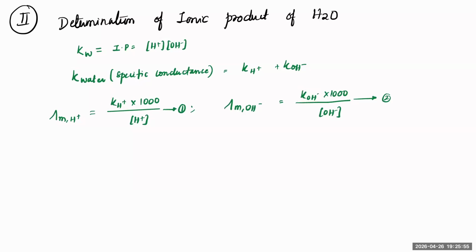So therefore, kappa of water is equal to lambda m of H plus into H plus concentration divided by 1000 plus lambda m of OH minus into OH minus concentration divided by 1000. This is the value which you will get.